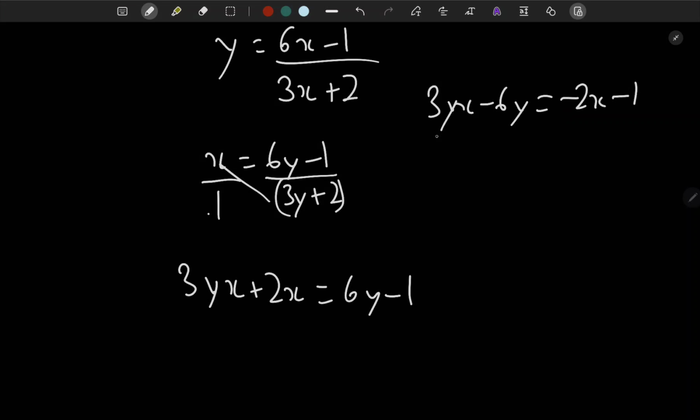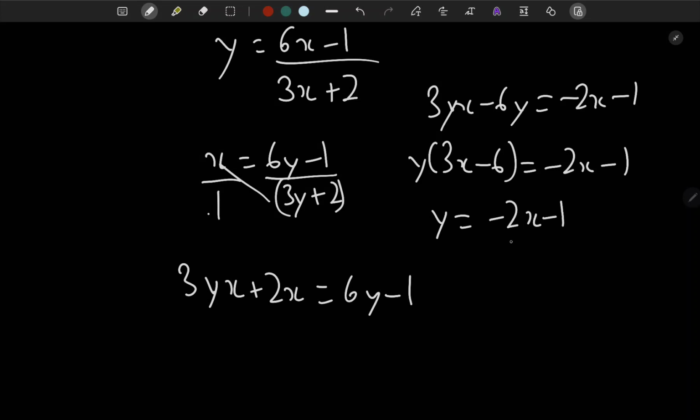And now we can see that once we group y on one side, we can factor it out. So here we will take y outside, and this will become y times (3x minus 6) is equal to minus 2x minus 1. And finally we can bring 3x minus 6 to the other side and divide. So it will become y is equal to (minus 2x minus 1) over (3x minus 6).